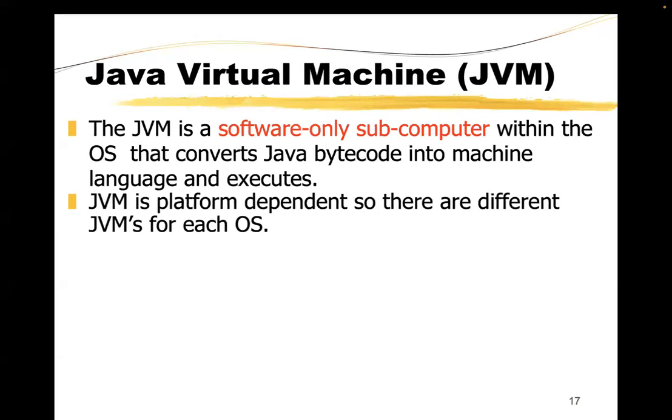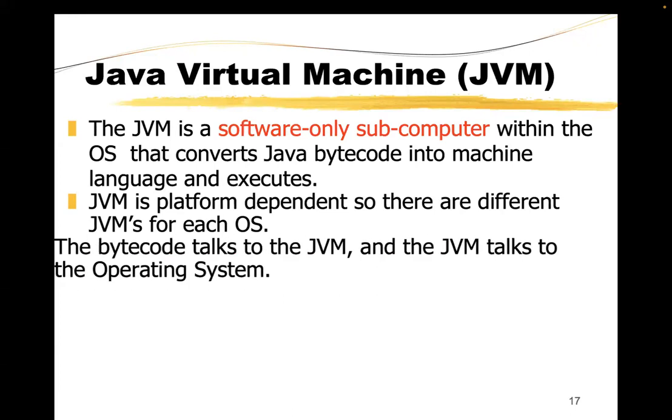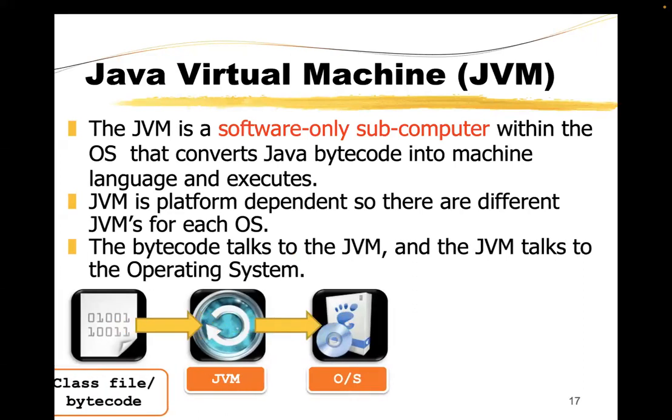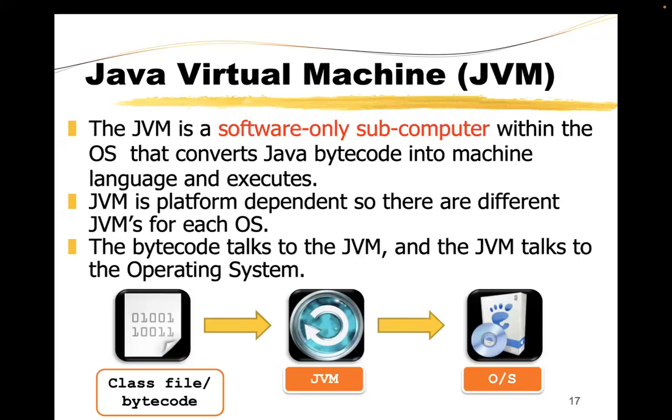Right. Therefore, the Java virtual machine is platform dependent. Therefore, there are different Java virtual machines for each operating system. Then bytecode talks to the JVM, and the JVM talks to the operating system. Right now, we feed the class file into the JVM, and the JVM, with the help of the Java API, runs it. That means it communicates with the host operating system, and we get the output.